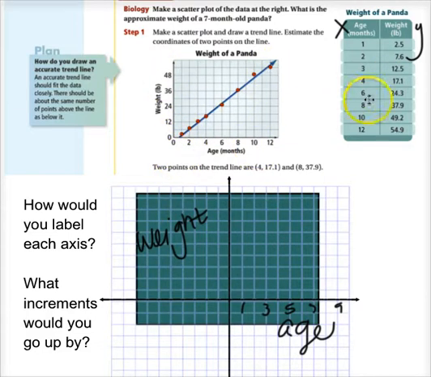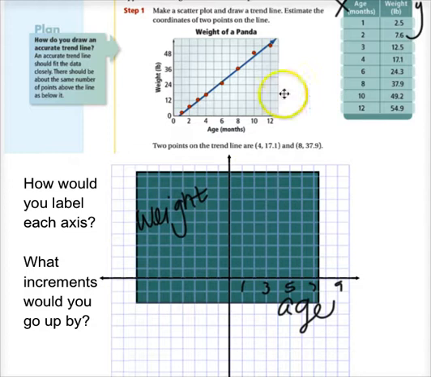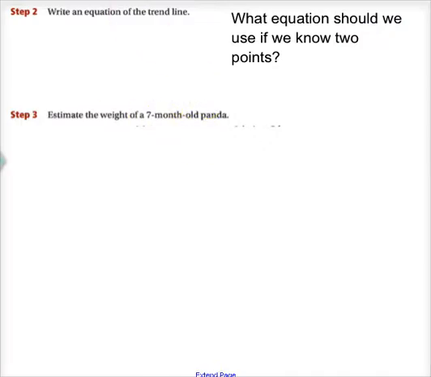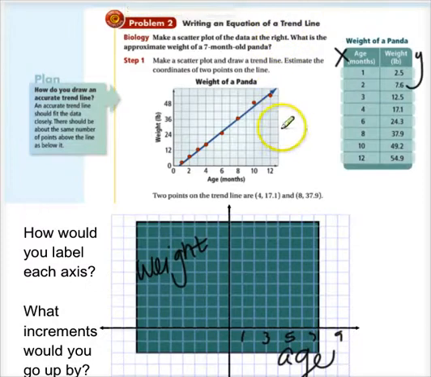And then the second step is to draw that trend line in once you have your points plotted. They tried to hit as many points as they could while keeping the line straight. Now, we need to actually come up with the equation of that line. What equation should we use if we know 2 points on a line? Well, first, I need to find 2 points. So you're going to go to your graph.